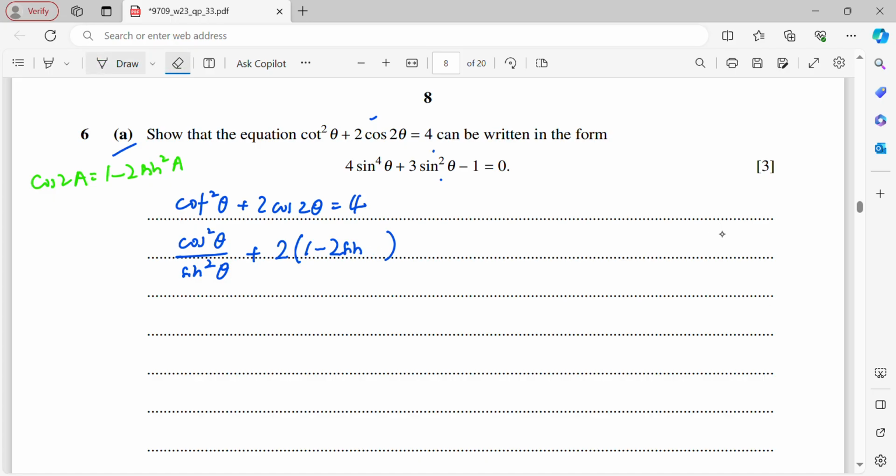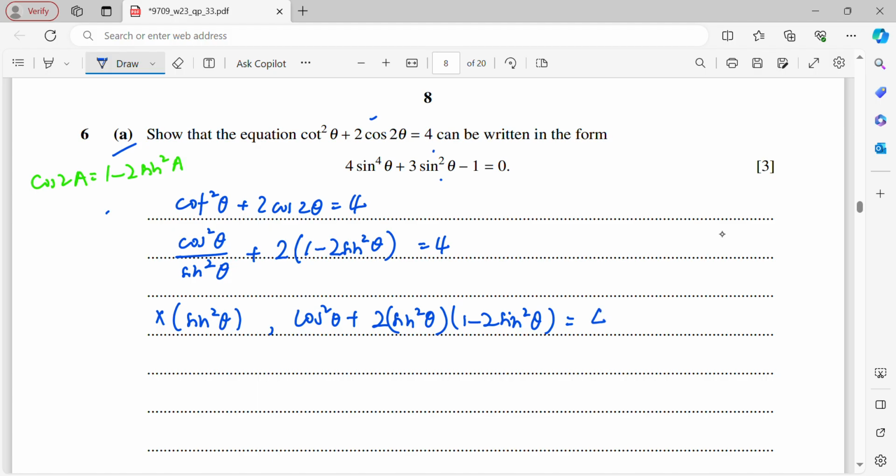Right. So now from here, that equals 4. I will multiply the whole equation by sine squared theta because I need to eliminate the denominator. Then I will get cos squared theta plus 2 sine squared theta multiplied by 1 minus 2 sine squared theta. For the right hand side, just multiply by sine squared, so 4 sine squared theta.